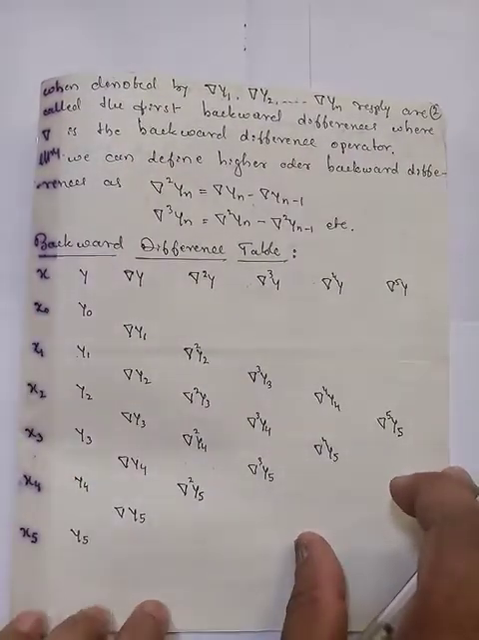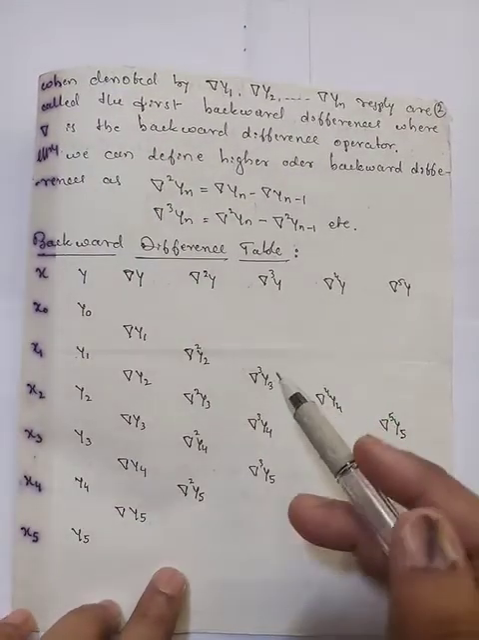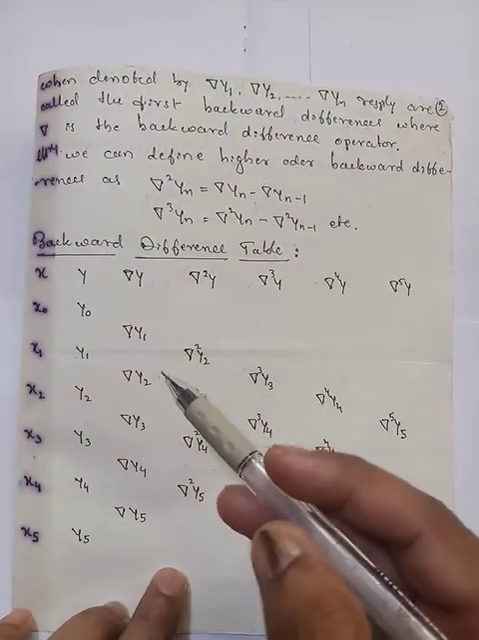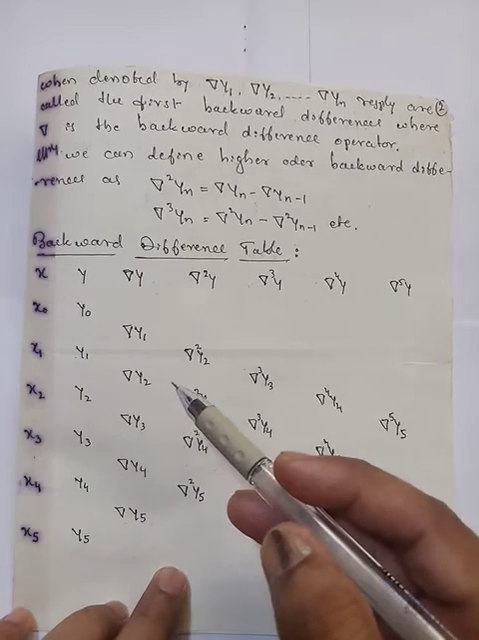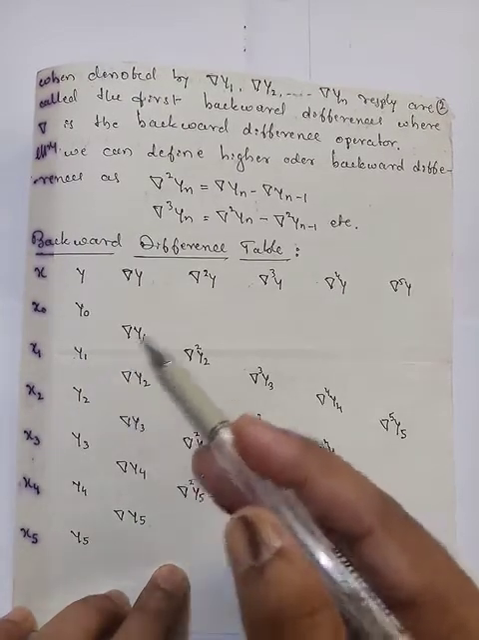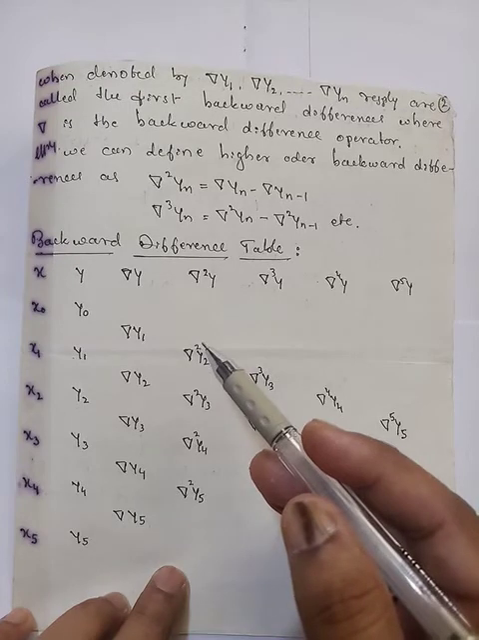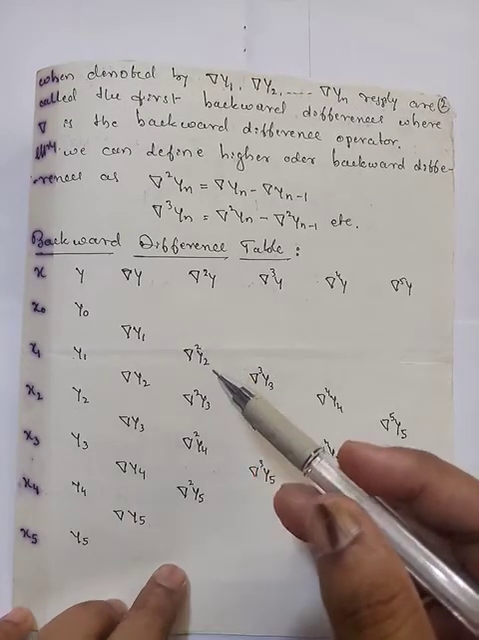So this is the introduction about finite differences. For the syllabus we have only forward and backward differences. We do not have central differences.